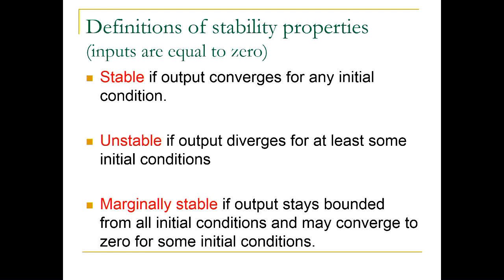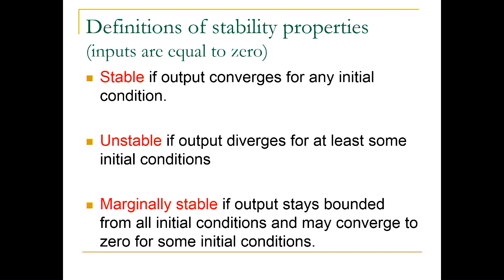And then the system is marginally stable if your output stays bounded from all initial conditions and may converge to zero for some initial conditions, so depending on the initialization. So those examples I presented now would perhaps be special cases. There are special cases of each of these definitions.